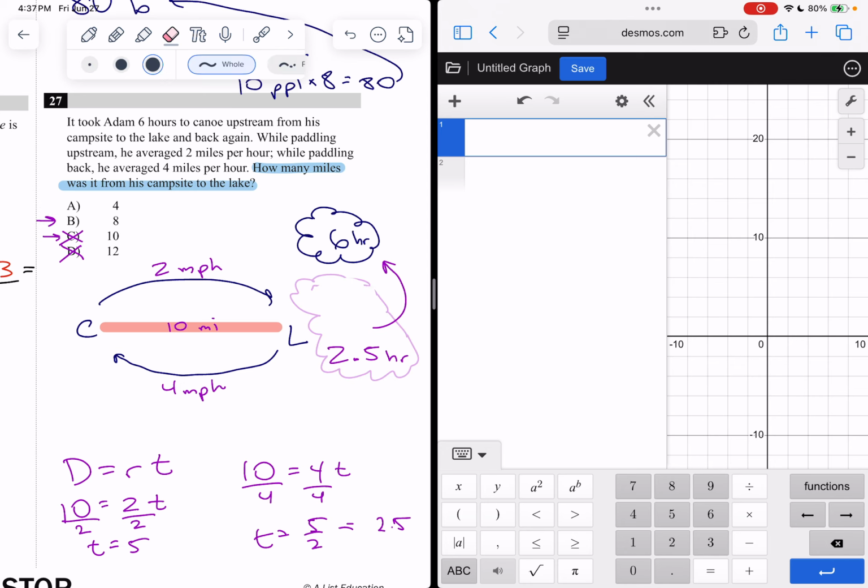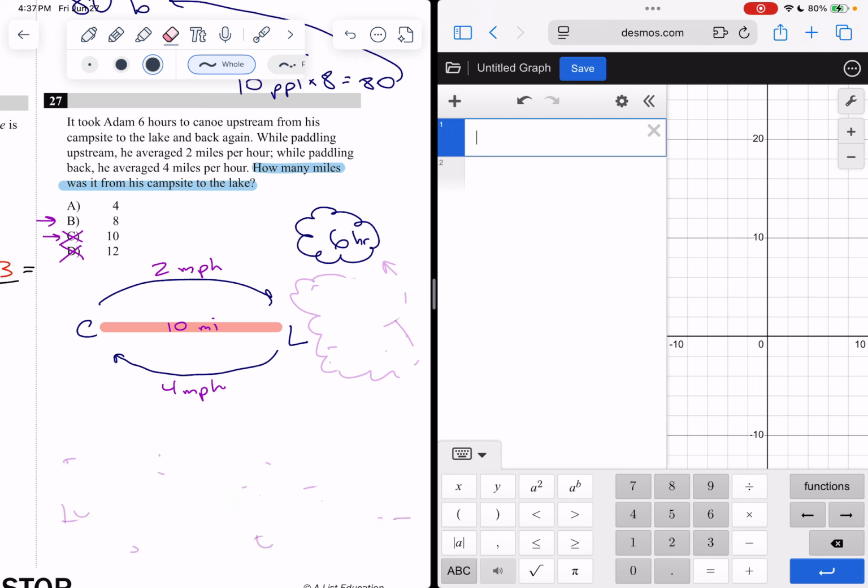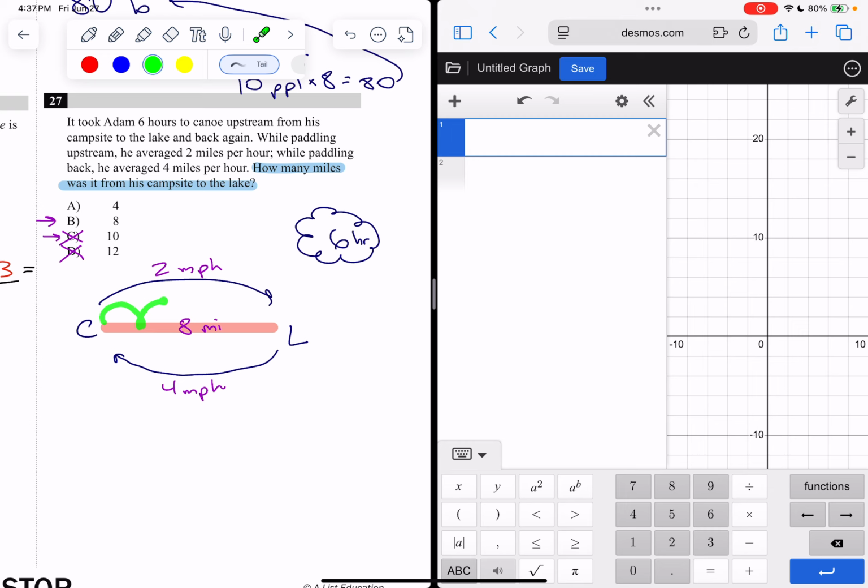So let's get rid of everything that's going to change, and as our distance, let's put 8. So if I'm going 8 miles at 2 miles an hour, I'll go 2 miles, 4 miles, 6 miles, 8 miles. Well, that's going to take 4 hours to get there. 4 hours to get there. Or if I'm doing distance equals rate times time, it's 8 equals 2t, so t equals 4.